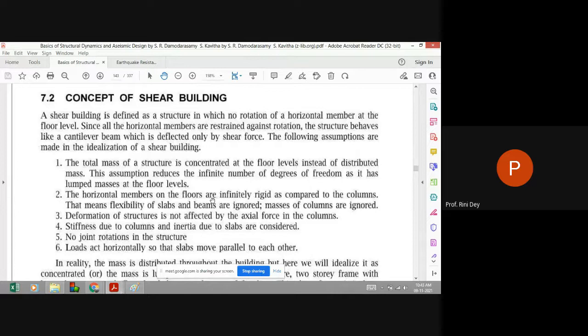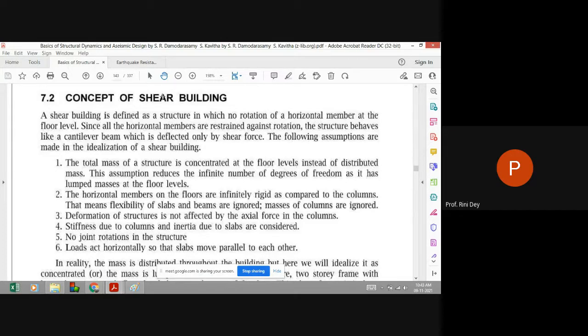Okay, so now the total mass of a structure is concentrated at the floor level instead of distributed mass. This assumption reduces the infinite number of degrees of freedom, as it has lumped mass at floor levels. So the total mass of the structure is concentrated only at floor level, and we only have to presume it in that manner. We will not consider it as distributed mass; we just assume it to be lumped mass.